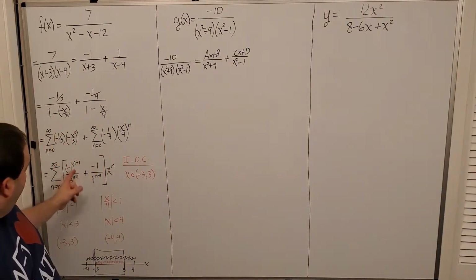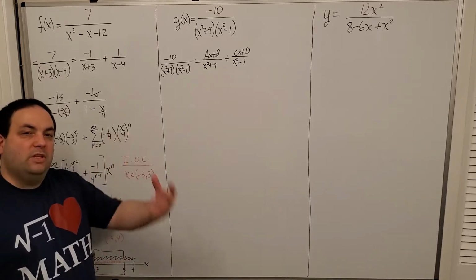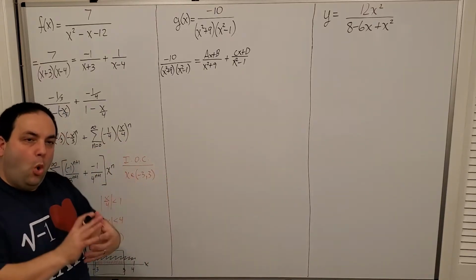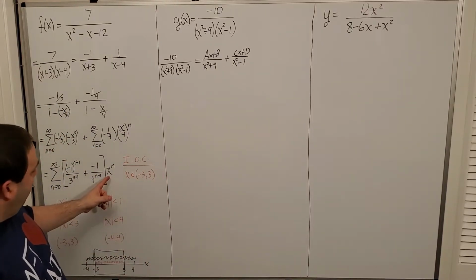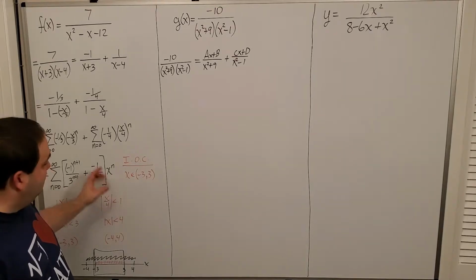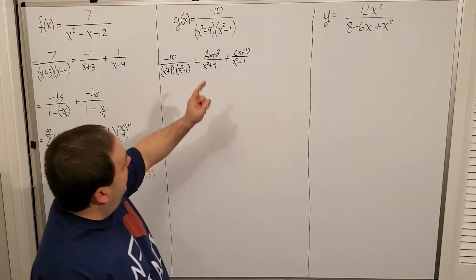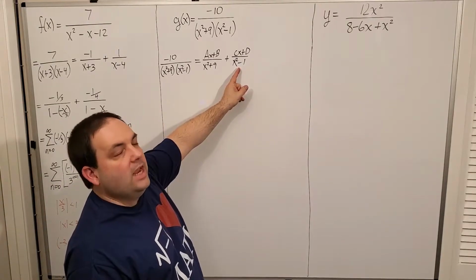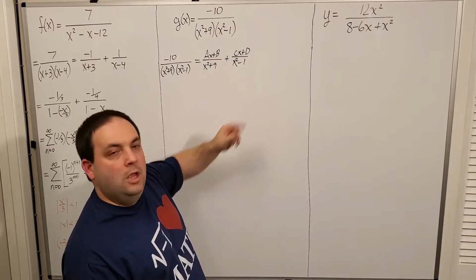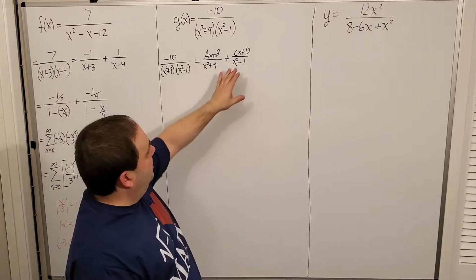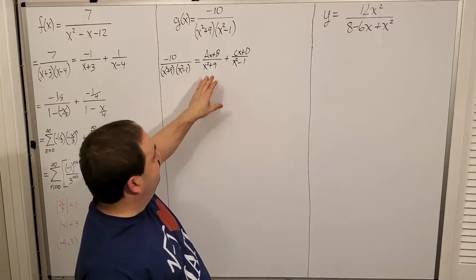Like right here, these both had x to the n. I want to be able to factor that out so I can turn it into one power series where I have one single type of x raised to a power of n. Okay, so I can factor this further and I can break it into partial fractions further, but I'm not going to do it because I want them to match.